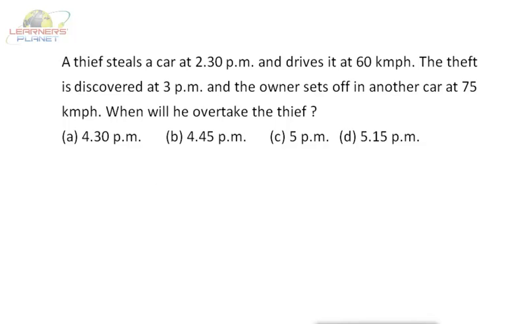Friends, the thief is starting at 2:30 and the owner is starting at 3 o'clock. So in half an hour, with the speed of 60 km per hour, the thief might have covered 30 kilometers. That means before the owner starts, the thief is already 30 km ahead from the starting point. Okay. Now, what is the gaining speed of this owner? It is 15 km per hour. And he has to gain 30 km to catch the thief. So in 2 hours, he'll be able to catch him.